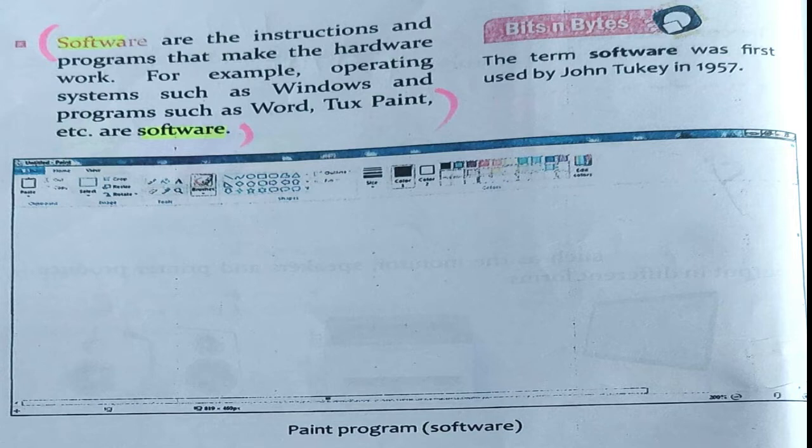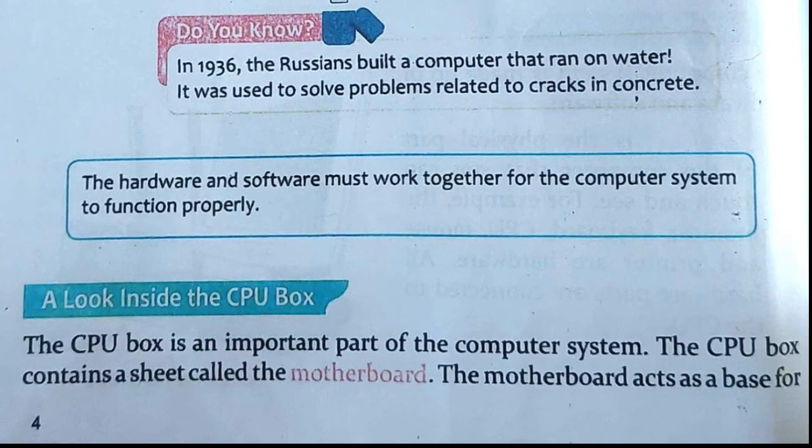are software. Bits and bytes. The term software was first used by John Tukey in 1957. The picture below shows the Paint program. It is software. Did you know? In 1936, the Russians built a computer that ran on water. It was used to solve problems related to cracks in concrete. The hardware and software must work together for the computer system to function properly.